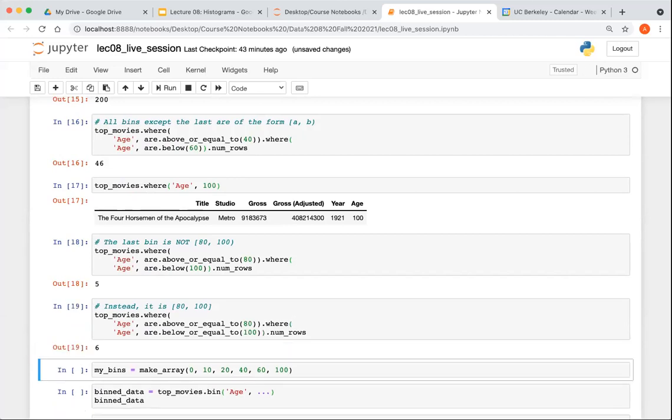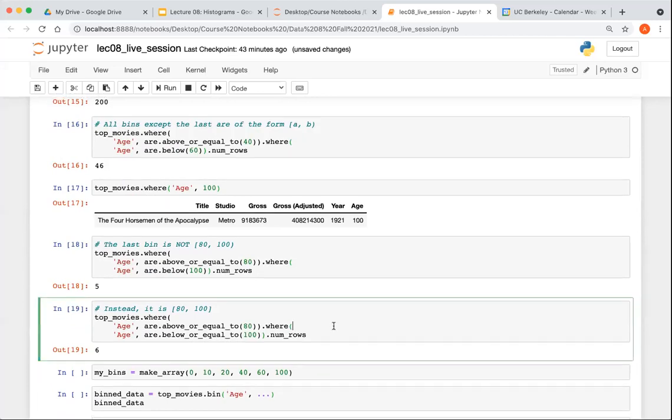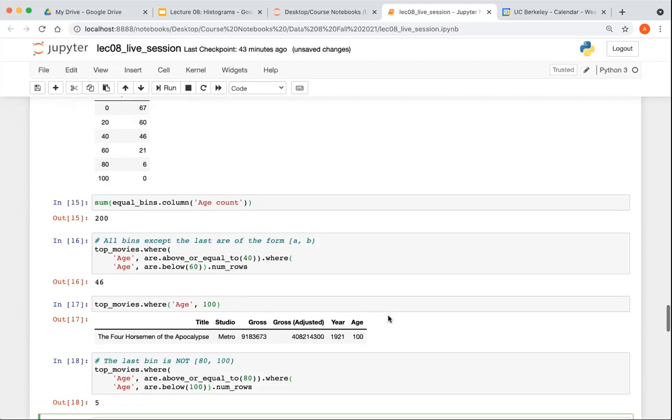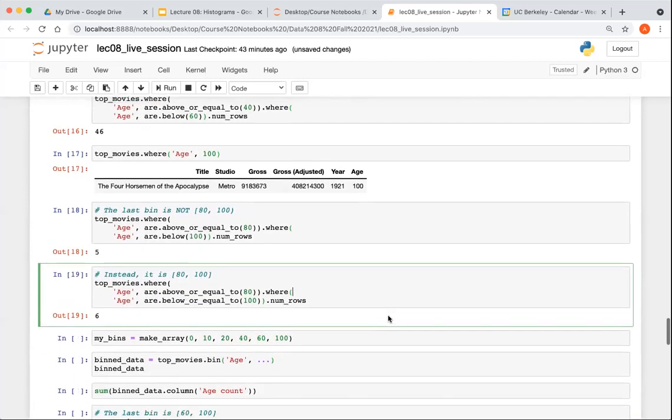So the last bin, the rightmost bin of your binning routine, always has a slightly different status from the previous ones. It includes both its endpoints. Such a convention is simply necessary when you are binning numerical data. You have to make some decisions about the endpoints.